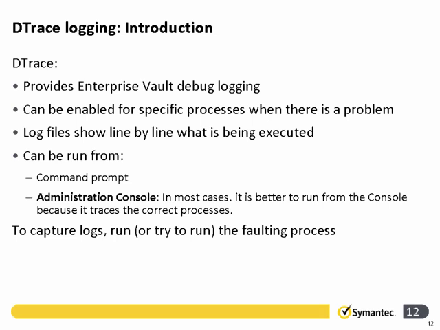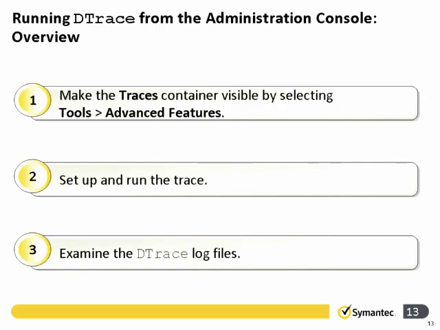And then you can also set up triggers inside of the filter so that the filter doesn't start the dtrace logging process until a certain condition exists. We're going to go through and look at running the dtrace from the Enterprise Vault Administration console first. So first you have to make it available by going through the Tools menu and selecting the Advanced Features option. Then you'll go through and set up and run the actual trace, and then you'll examine the dtrace log files.